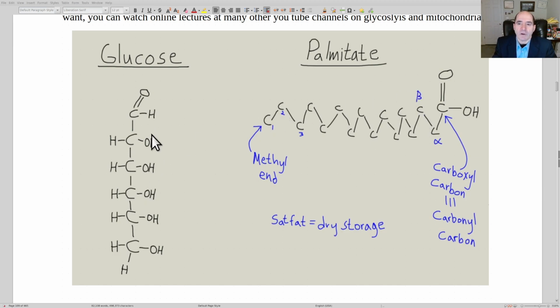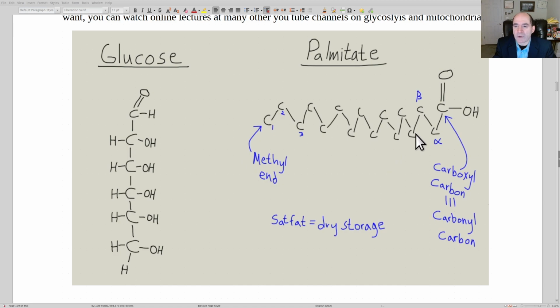Okay, here's glucose, here's palmitate. So glucose is your carbohydrate, and you've got a carbon, and it's hydrated. There's H2O around it. See how that makes sense there? Okay. And that's what it comes out to, a carbohydrated molecule. You've got a carbon and a water equivalent around it.